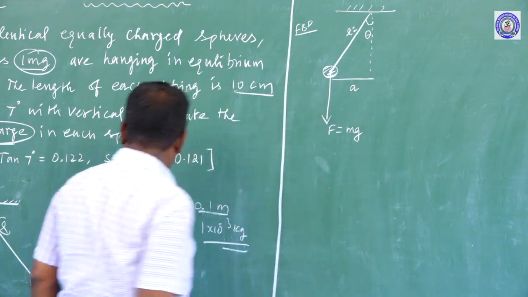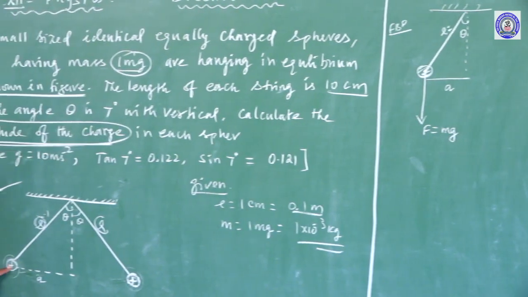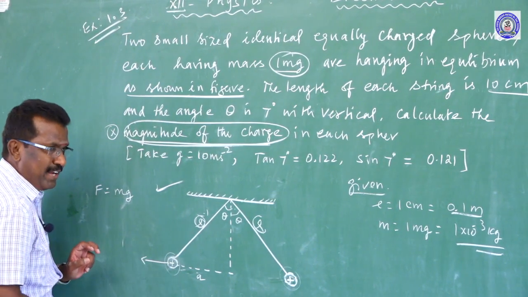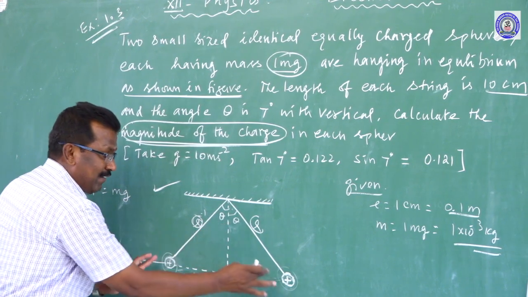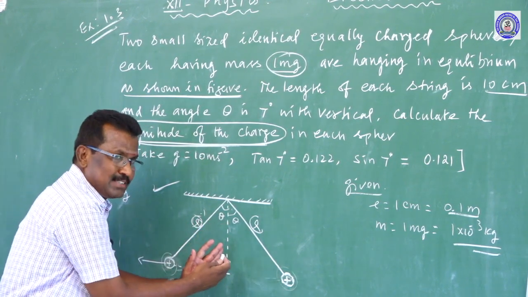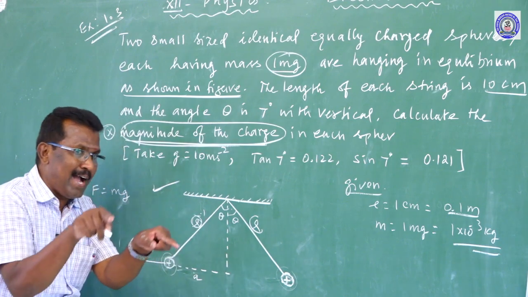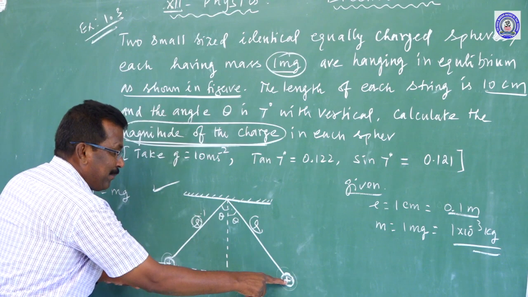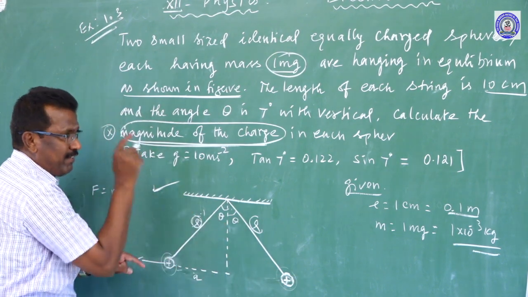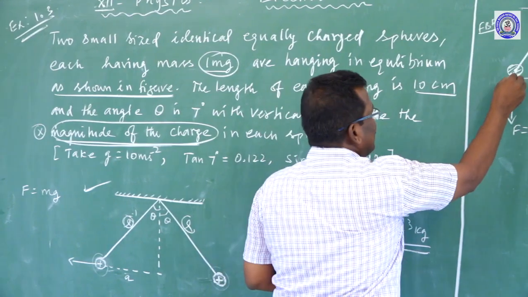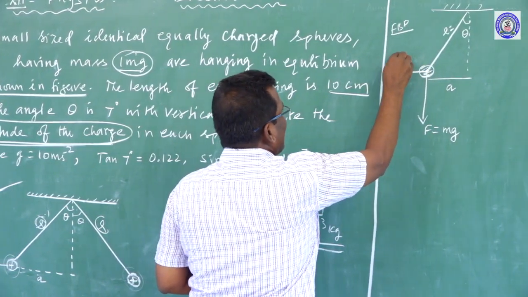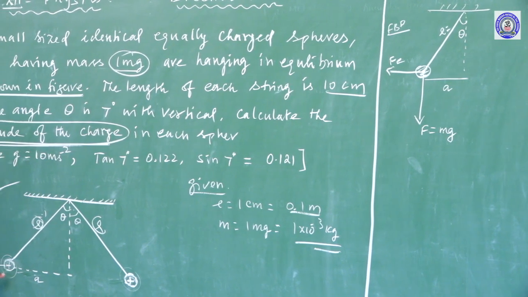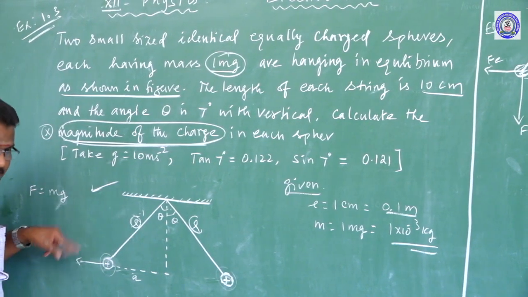Another force: this is a positive charge, and this is a positive charge, so there will be a repulsive force. One of the charges moves away, that's why it is kept at a certain angle. If the two charges are neutral, they will not make any angle, theta would be 0. That is why the two charges are in equilibrium position when positive charge is given. So one force acts in the downward direction, and another force is the repulsive electrostatic force.